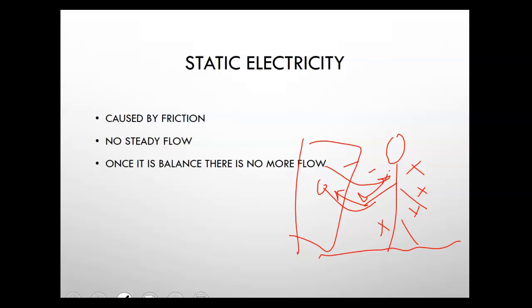The spark is a result of the sudden flow of energy. Once it's balanced, there is no more flow. So it's very quick, and it's very useful. We use that for a capacitor, but we don't have any steady flow, so we cannot utilize that form of energy to do work. That's something else we need to talk about.